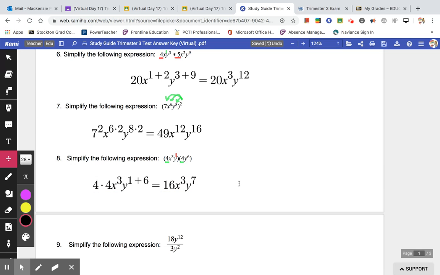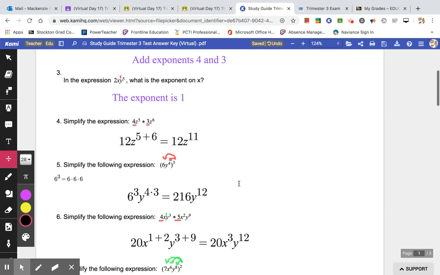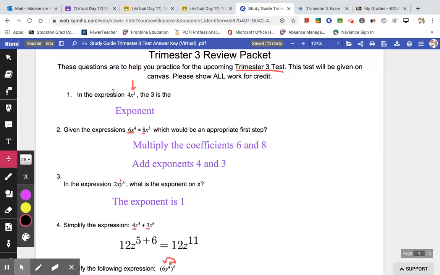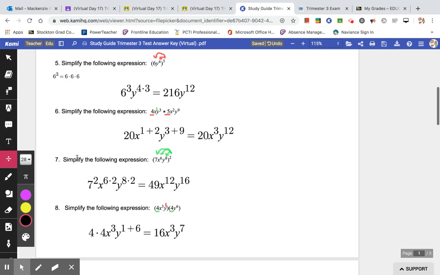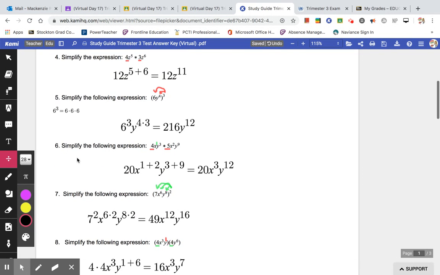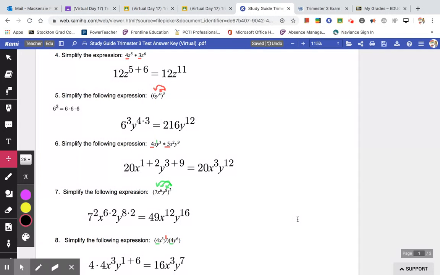So again, those are your answers for the first page. The first 3 questions were just asking you some background knowledge about exponents. And then 4 through 8 were all different examples of power to power and product rule. So take a look at your answers, check them with mine, and feel free to email me if you have any questions on the first page.